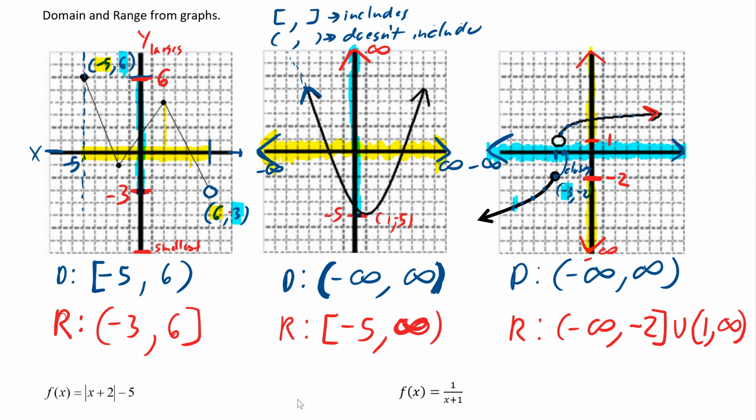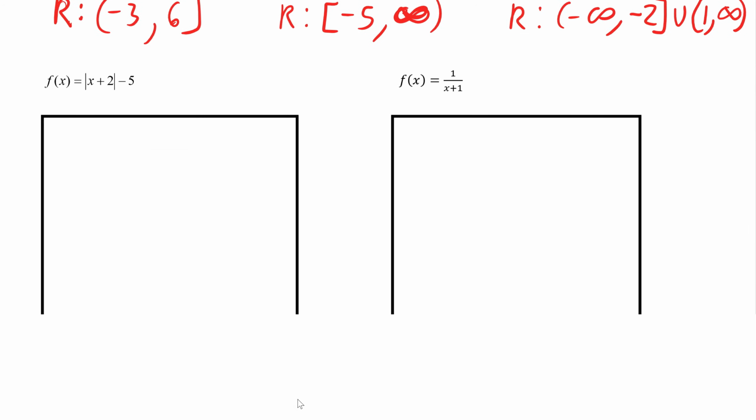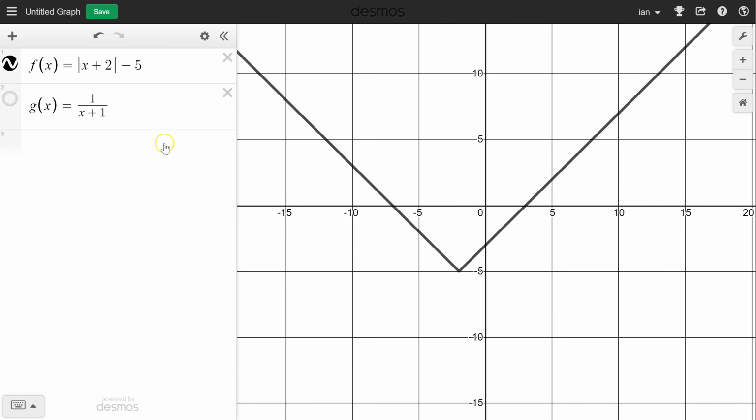So these are the ways they're going to give you graphs, but then also they're going to give you functions. And when they give you a function, you're then going to take it and plug it into Desmos right here. So I've already plugged them in. Here's our f of x equals the absolute value of x plus 2, minus 5. And we know it's an absolute value, so we already have our V shape that we're looking for. And so we're just going to translate that.